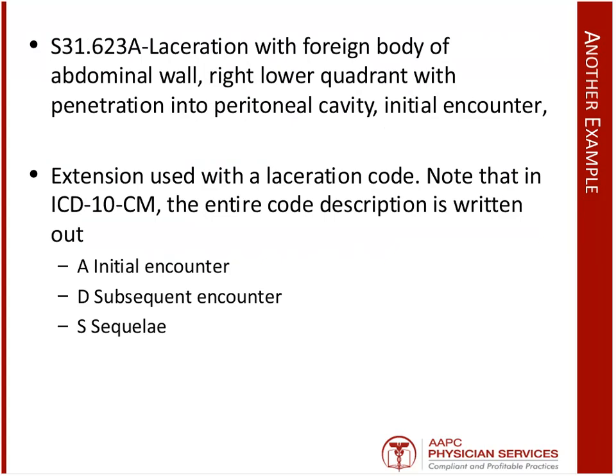Another one is a laceration, S31.623A for laceration with a foreign body of the abdominal wall of the right lower quadrant with penetration into the peritoneal cavity. Initial encounter. You know, these are like a mouthful just to try to get through a code, with, of course, notating that the 7-character extender is there. So that is a full, all the way out 7-character code.